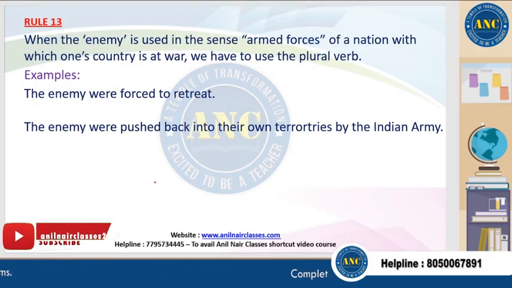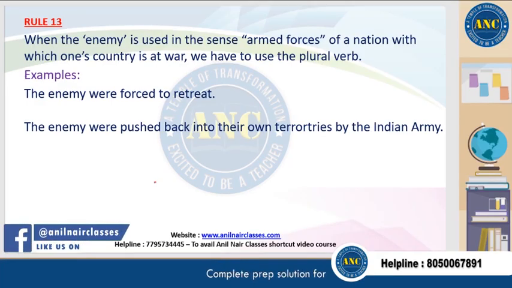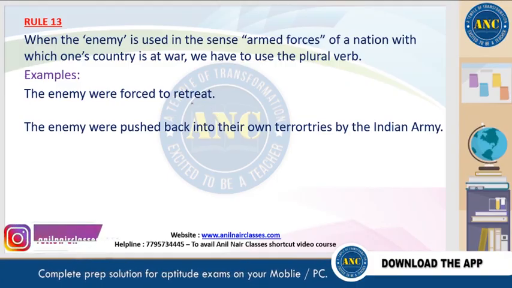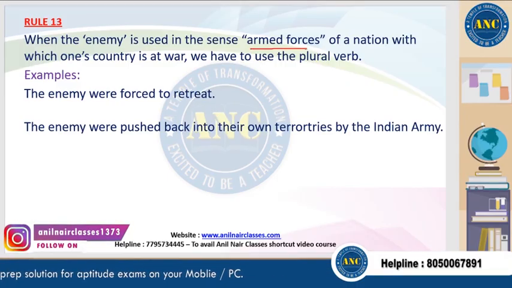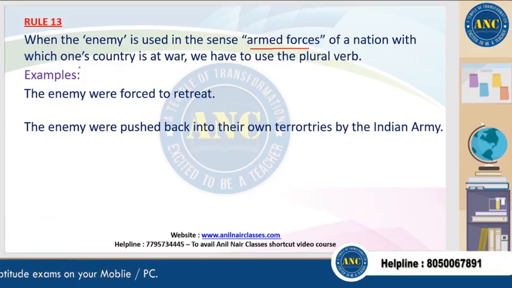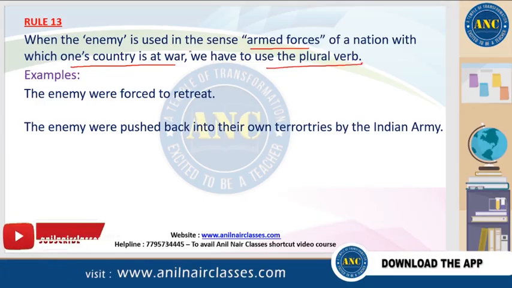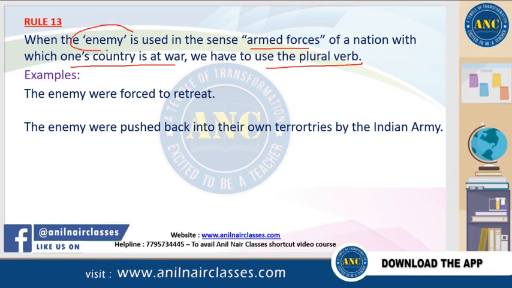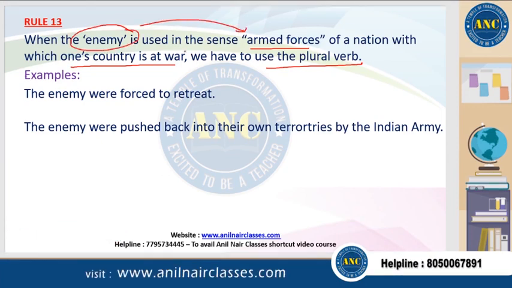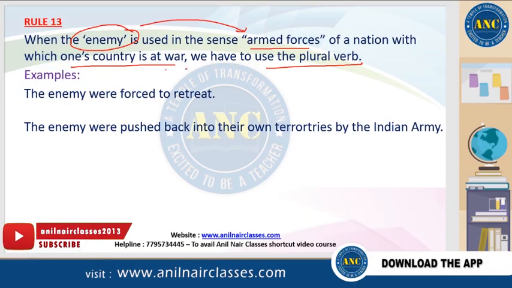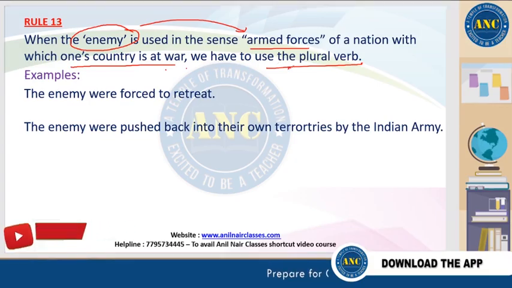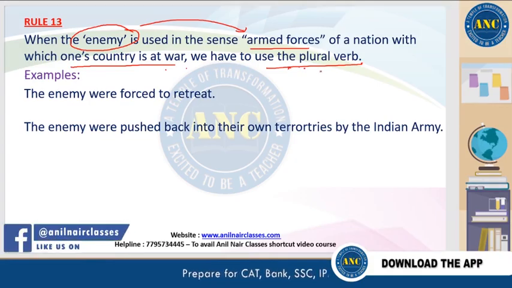Next slide. Now, when we use the word enemy in the sense of armed forces of a nation with which one's country is at war, we have to use the plural form of the verb. Again, I repeat, when the particular word enemy is used in the sense of armed forces of any nation with which one's country is at war, at that time we will consider it as a plural and a plural form of the verb will be used.